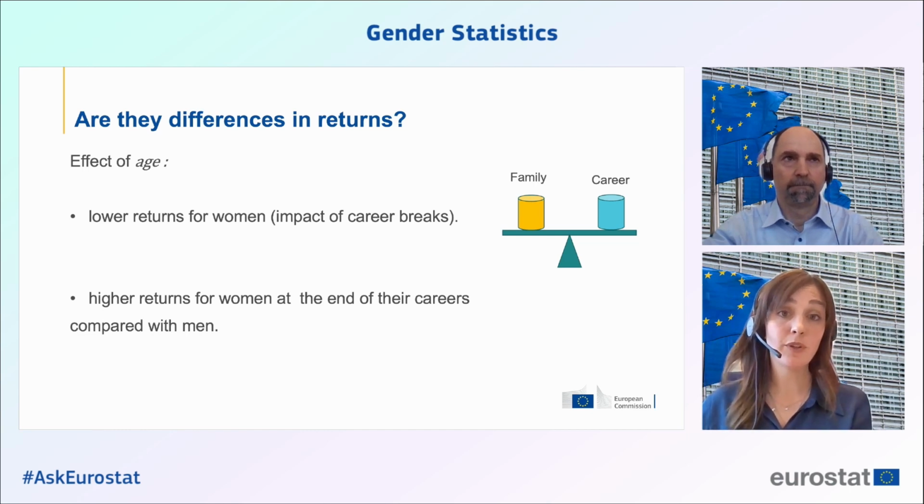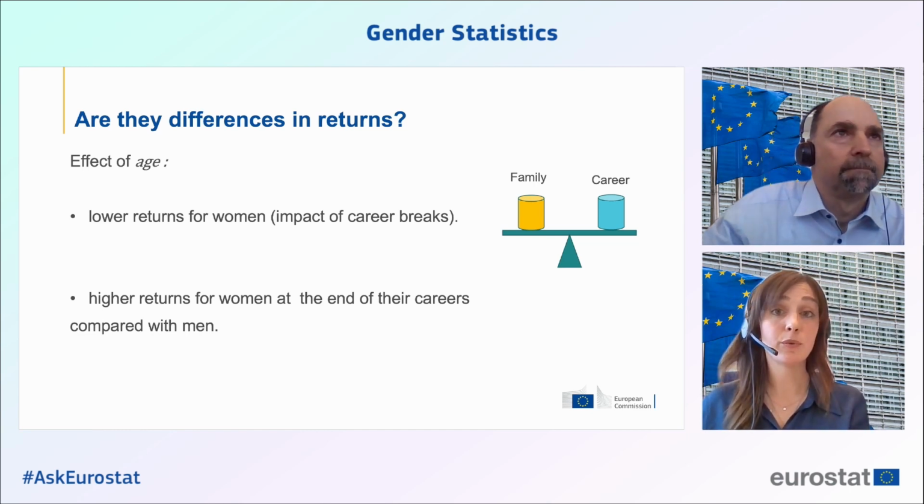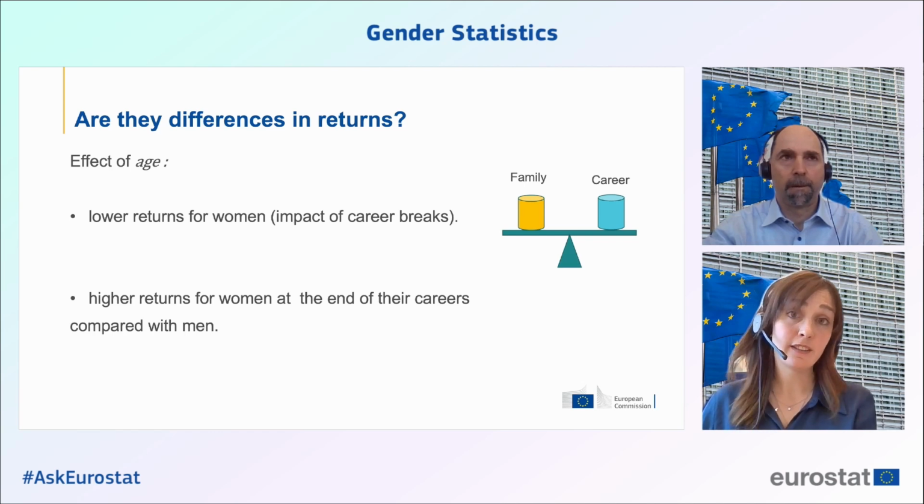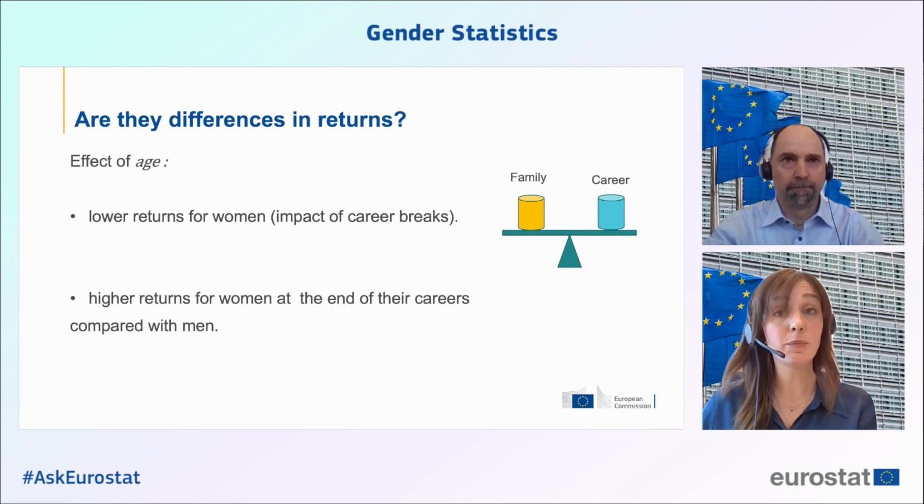When we talk about returns, for example, for age, we mean for every additional year of age, women earn X% less or more, while men earn Y% less or more. We identify that there are lower returns for women by age, and this could be explained by the impact of career breaks.